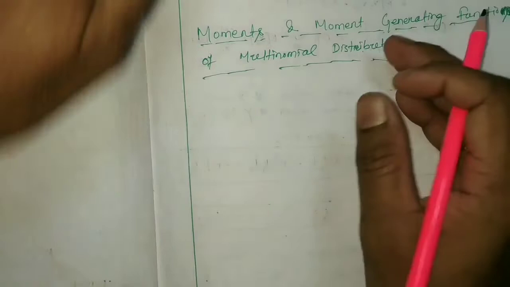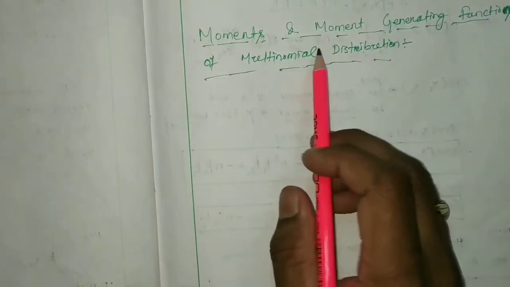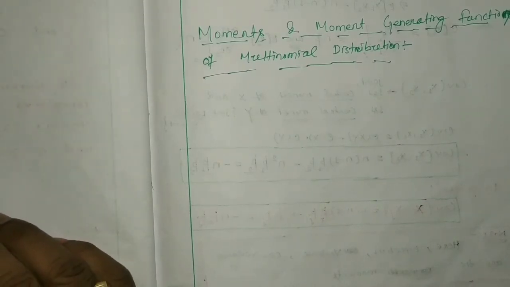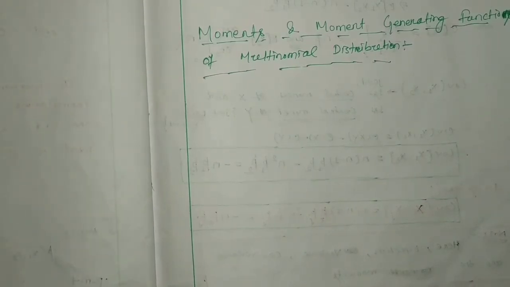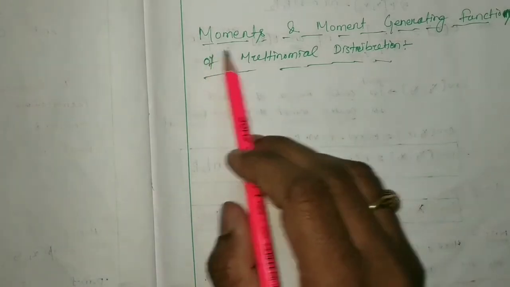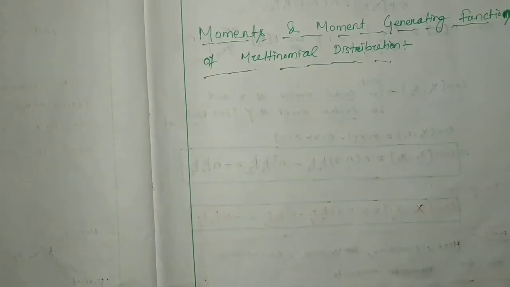In our next class we are going to discuss the moments and moment generating function of the multinomial distribution and a few numericals. Here one numerical we have discussed, that red, blue and green ball. Similar type of numerical questions we are going to discuss in our next class, and also this one.